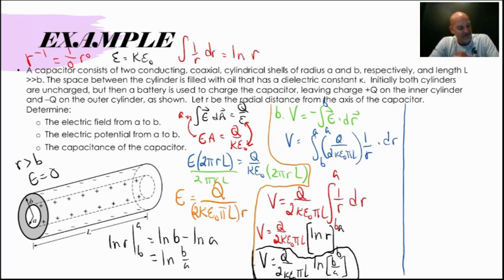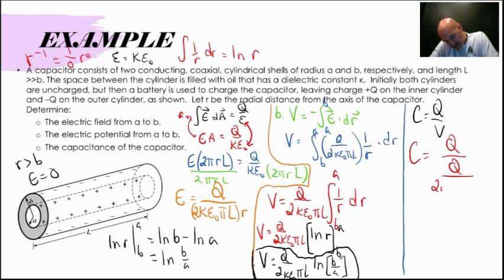All right, now we're going to finally do our capacitance. So capacitance is Q over V. That's very easy because Q is a constant and our V is our answer to part B. So we're going to just substitute that in, and it's going to look messy for a little bit. So we got 2 pi's, I like 2 pi's. Pi's are fun. So 2 kappa epsilon naught pi L times natural log of B over A.